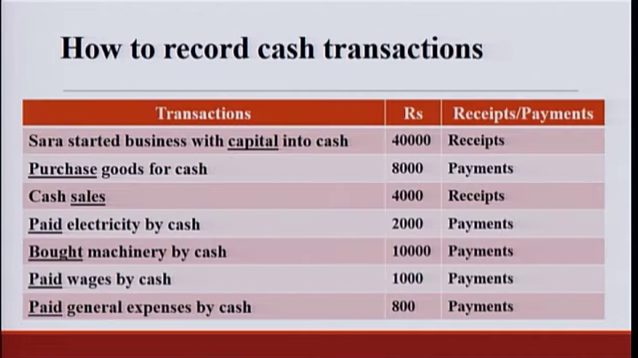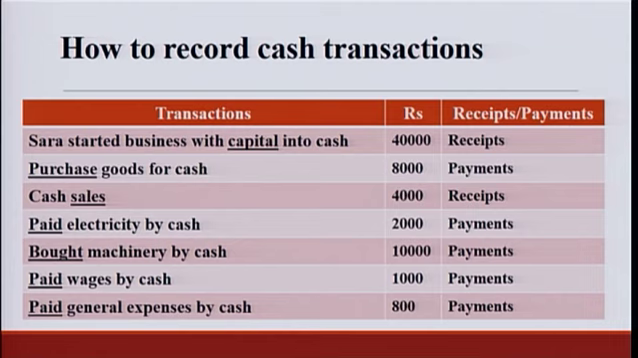Now, let us see how to record cash transactions. Sarah started business with capital in cash 40,000 rupees. This transaction is a receipt. Purchase goods for cash 8,000 rupees. This transaction is a payment. Cash sales 4,000 rupees. This is a receipt. Paid electricity by cash 2,000 rupees. This is a payment.